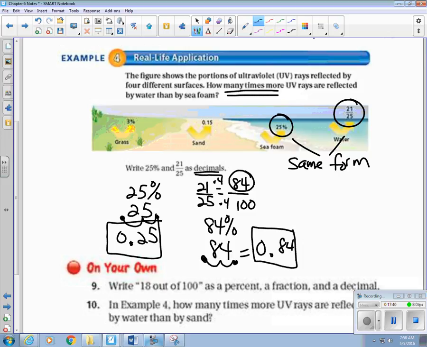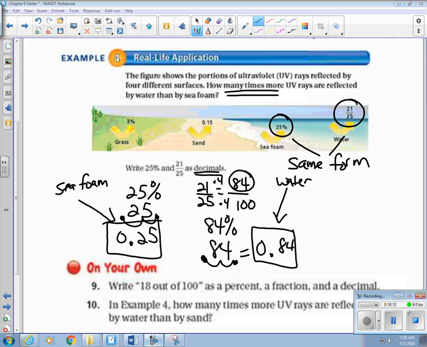But the question is, how many times more UV rays are reflected by the water, which is represented by 0.84, compared to the seafoam? So this is water, and this is seafoam. They want to know how many times more. And the way we figure out how many times more is we take this value that we have for water and divide it by the 0.25.